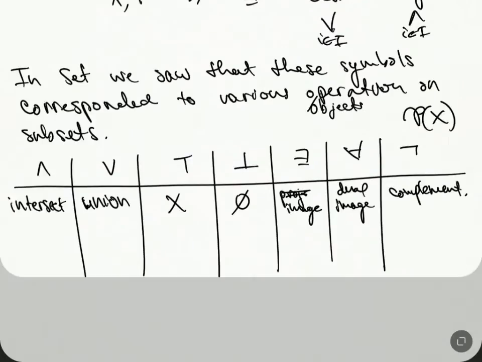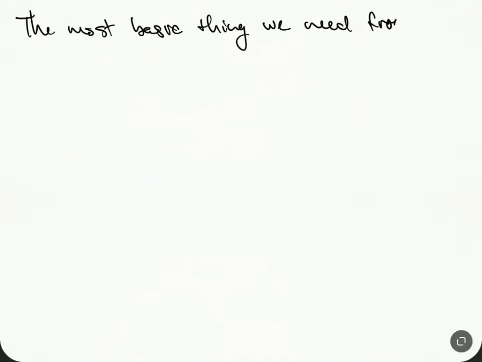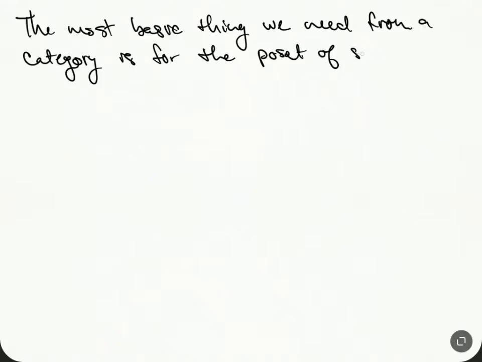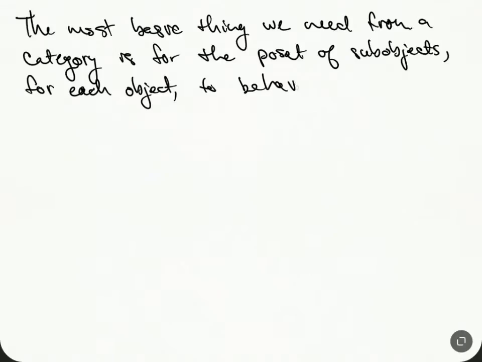Okay, so the most basic thing that we need from a category is for the lattice, let's say the poset of subobjects for each object, to behave well. In particular, let C be a category.